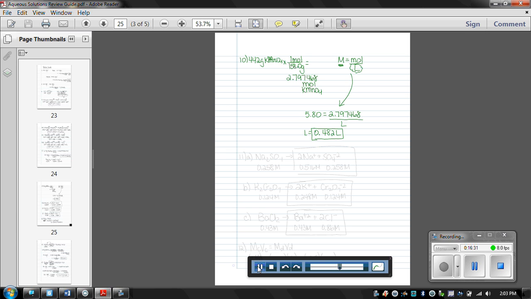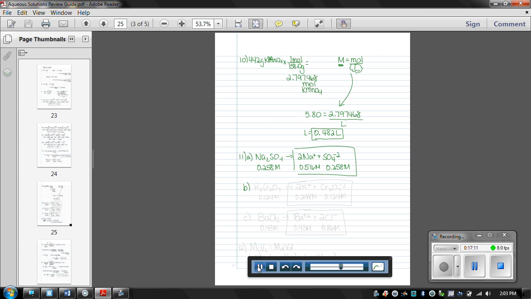Okay, ion concentration problems. The first one gives us Na2SO4, and they tell us the concentration is 0.258 molar. So that breaks up into 2 Na pluses and an SO4 minus 2. So the ratios are 1 to 2 for the first ion and then 1 to 1 for the second ion. So therefore this concentration is going to be 0.516 and this one is going to be 0.258. Those are your answers for A.